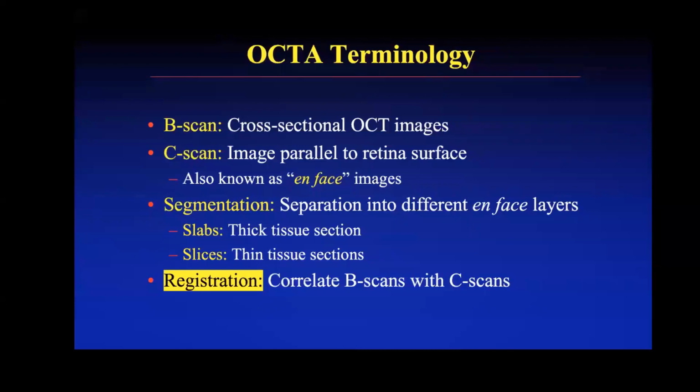So with OCT angiography, there's some terminology that it's important to be familiar with. B-scan refers to the cross-sectional OCT image that we're used to seeing. Another term for this is structural OCT. C-scan refers to images parallel to the retina surface, and this is also known as en face images. Segmentation refers to separation of the retina into different en face layers, where a slab is a thick tissue section and a slice is a thin tissue section, and registration refers to correlation of the B-scan with the C-scan.